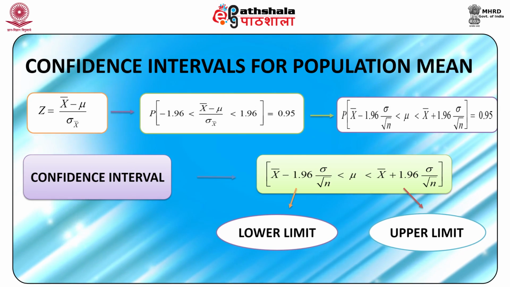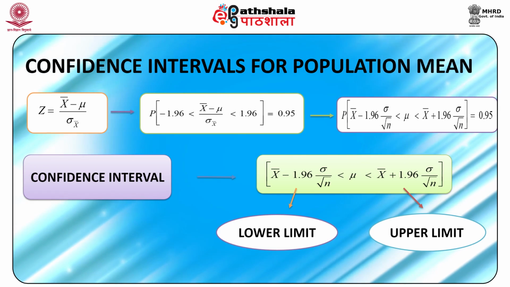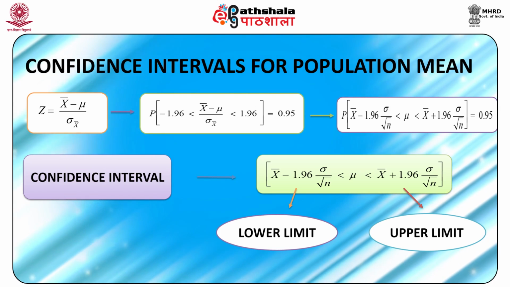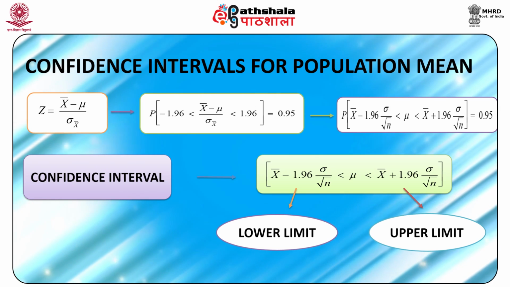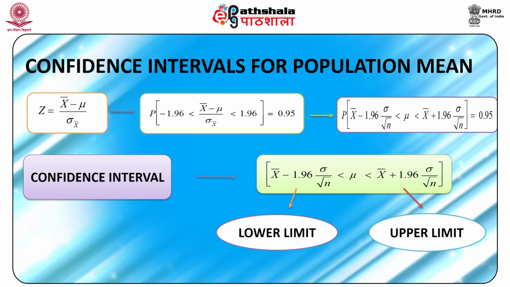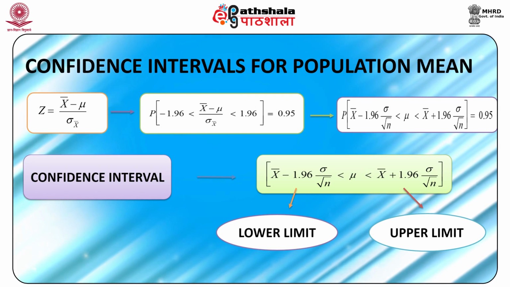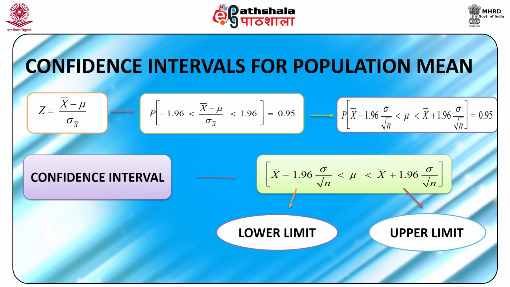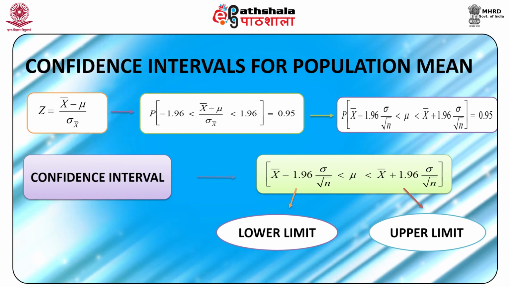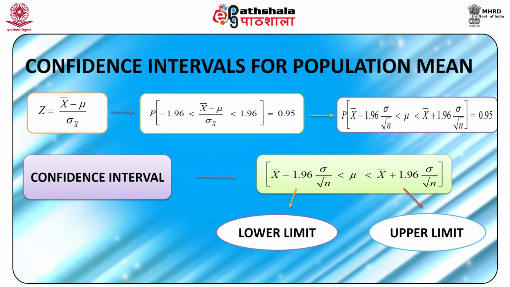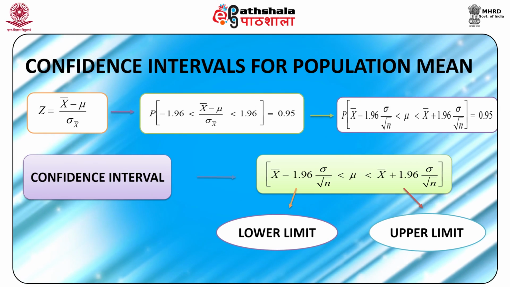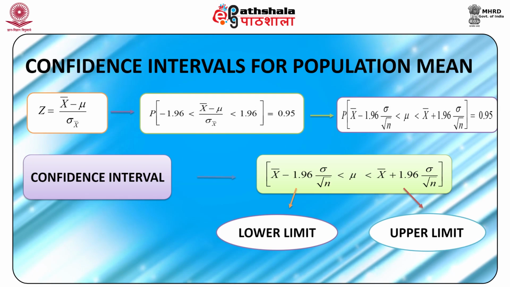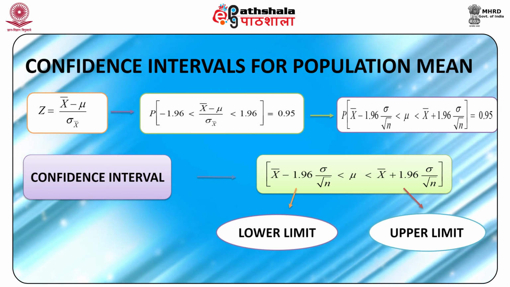Now rearranging the terms, we get the probability that x bar minus 1.96 into sigma upon root n is less than mu, which is less than x bar plus 1.96 into sigma by root n, and this probability is again equal to 0.95. In other words, the probability that the true value of mu lies in the interval between x bar minus 1.96 into sigma upon root n and x bar plus 1.96 into sigma upon root n is 95%.